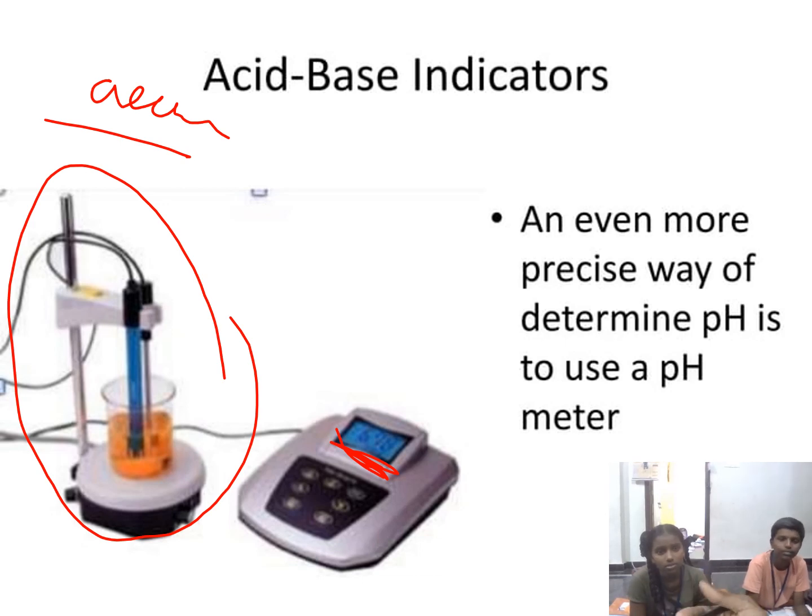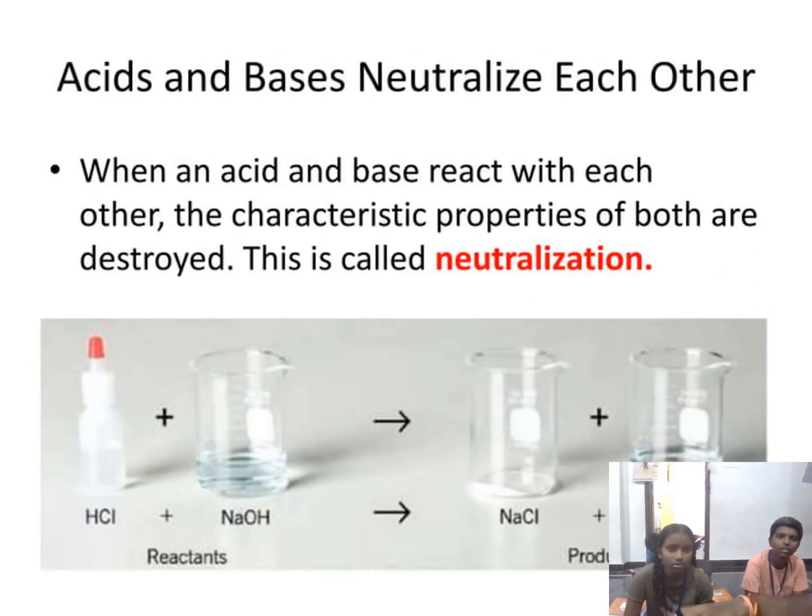If it is nearer to 7, we call it a weak acid. If it is exceeding 7 and nearer to 7, we call it a weak base. And if it is exactly 7, we call it a neutral solution. Acids and bases neutralize each other. So the next one is the neutralization reaction.